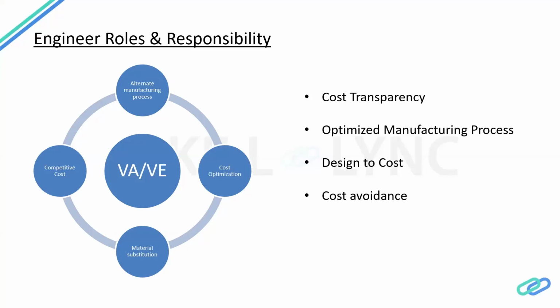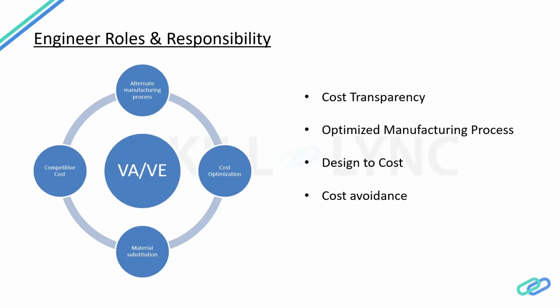Cost avoidance means, if a supplier is asking for a price increase, the should-cost engineer, with his cost transparency, can challenge the procurement person. He can say that whatever cost we are currently paying is the right one. That way we can support cost avoidance.